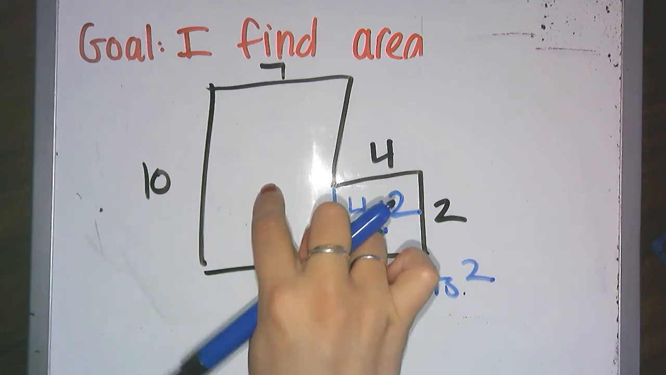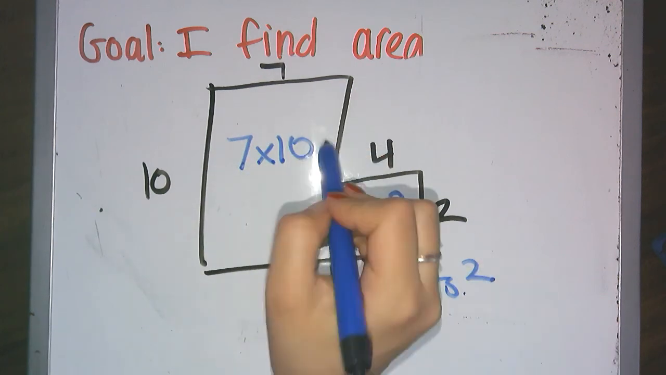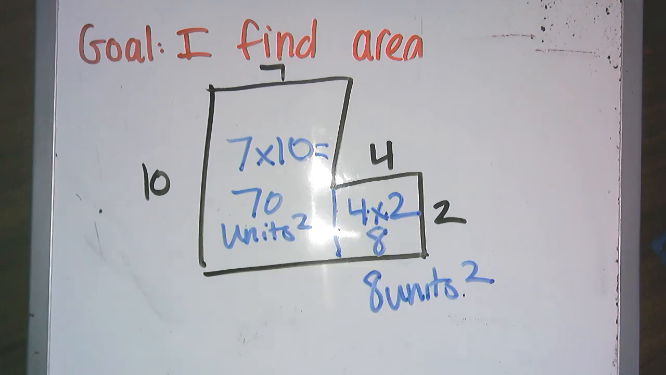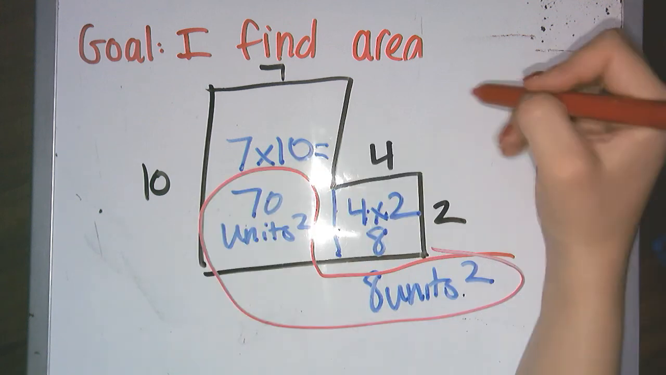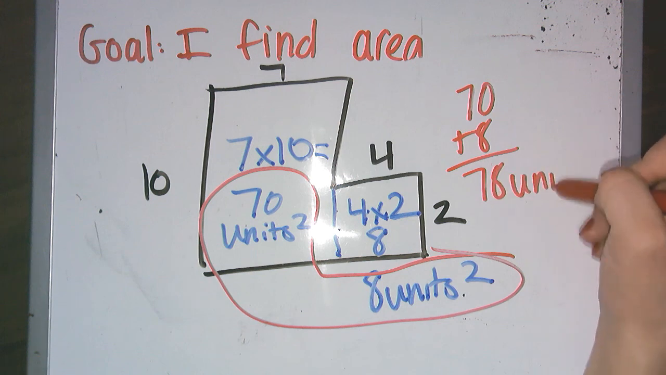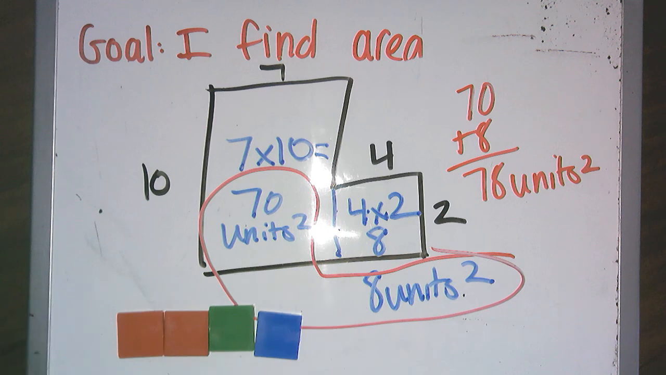Then over here, this rectangle would be 7 times 10. And 7 times 10 is 70 units squared. And then to figure out what it is all together, I would simply add these up and do 70 plus 8, which would be 78 units squared. So today you will be practicing finding area of various objects. Some will be like our squares and some will be like this. So good luck, show your work, make sure you put unit squares.